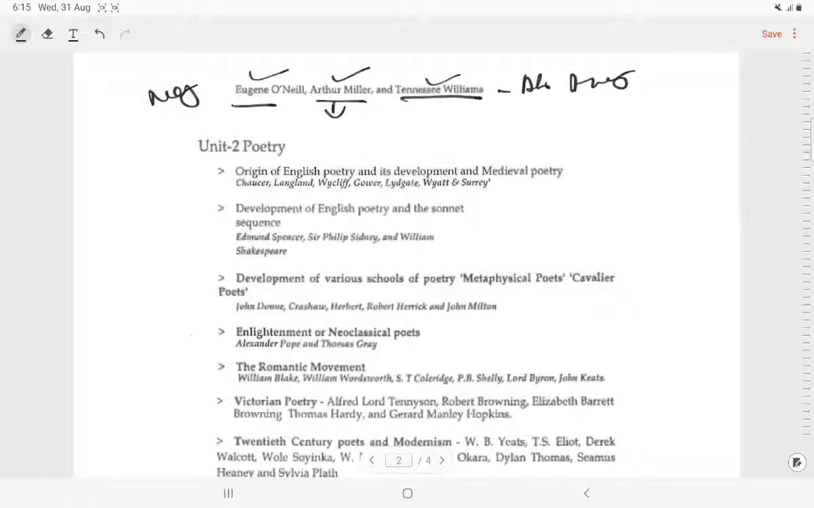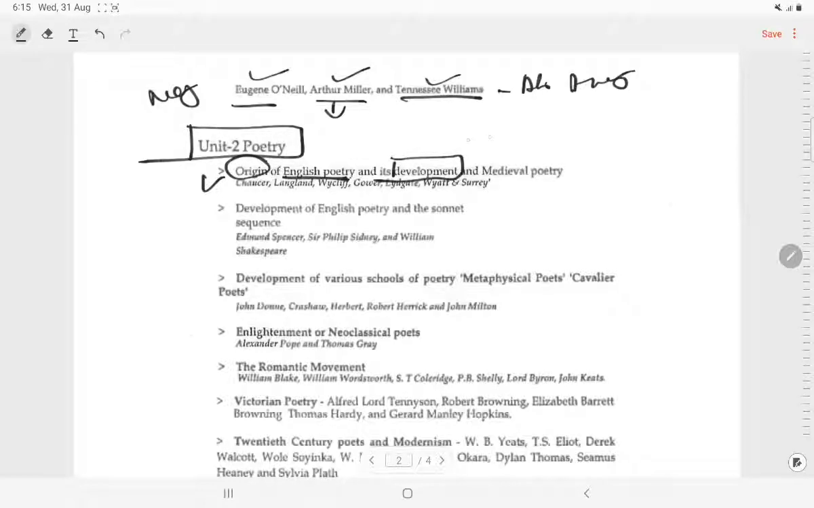Now coming to the next genre of literature, unit 2, American poetry. Let us see what the important poems, poets, and background regarding their poetry are, as well as important literary and poetical movements. The very first point is origin. Once again, here they are asking about the beginning, especially English poetry and its development at various levels.